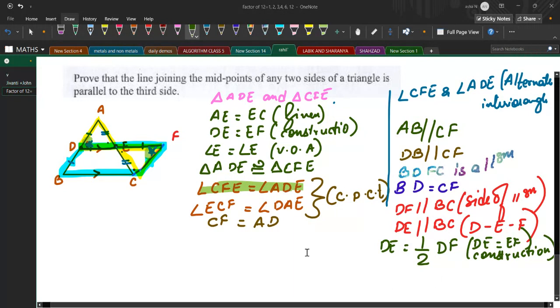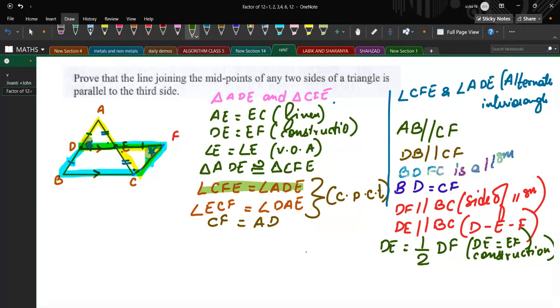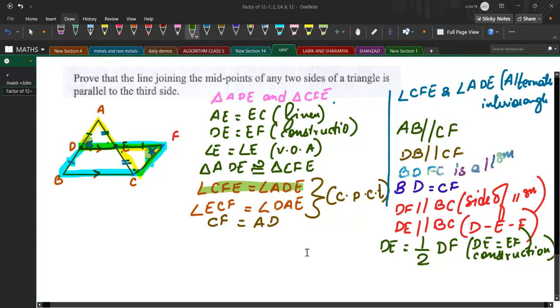The midpoint theorem refers to the points D and E on the segments being midpoints, and the line joining them is parallel to the third side. So we can conclude that hence it is proved. You need to be very vigilant here. The midpoint theorem is a challenging theorem. It can come in the exam.